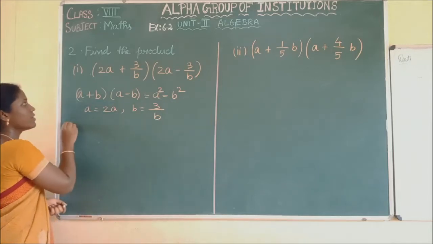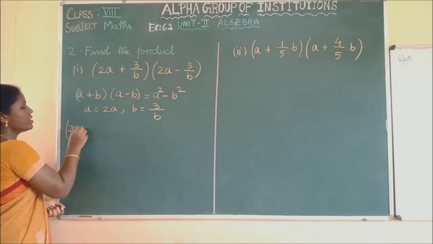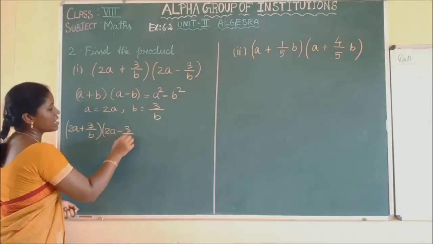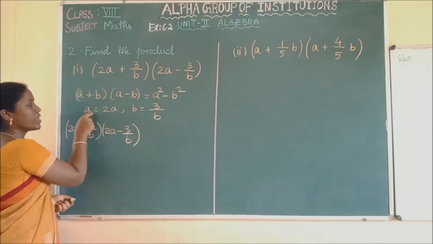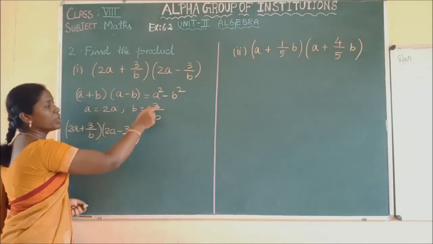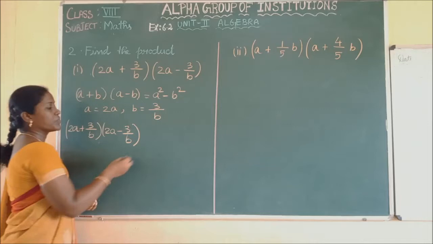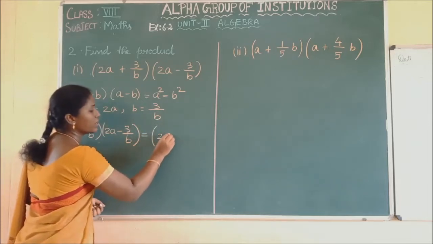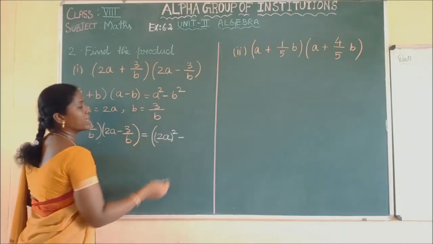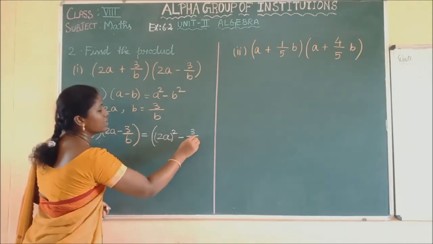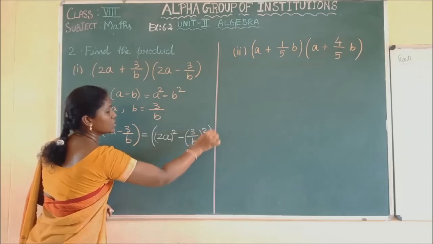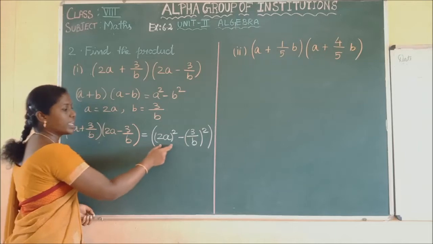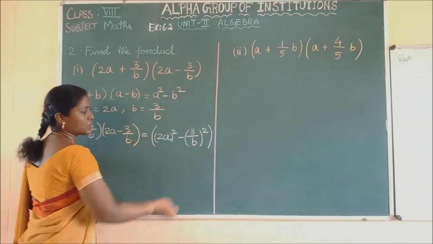Now for the given question, (2a + 3/b)(2a - 3/b), in place of a we have 2a, and in place of b we have 3/b. So it is equal to a² minus b². What is a²? (2a)² minus b², which is (3/b) the whole squared. (a + b)(a - b) is equal to a² minus b².